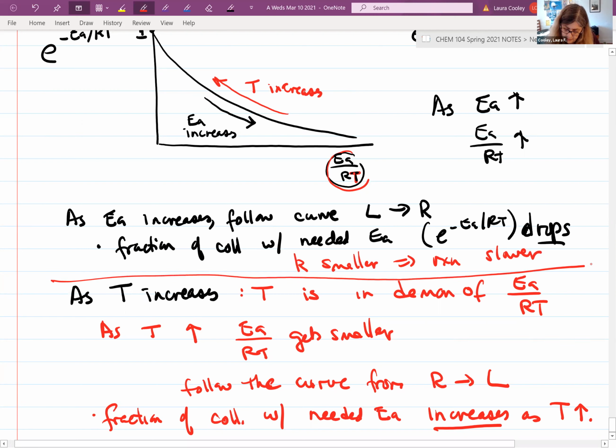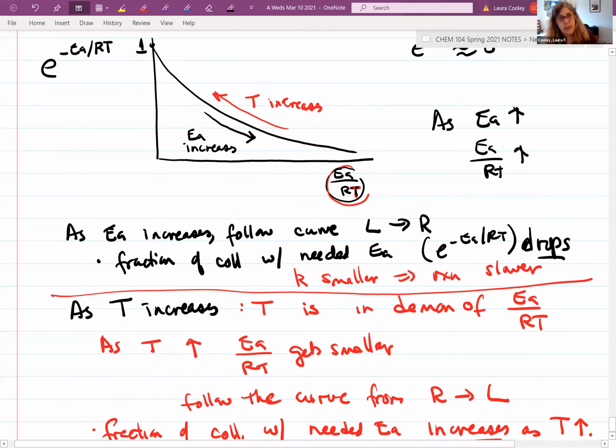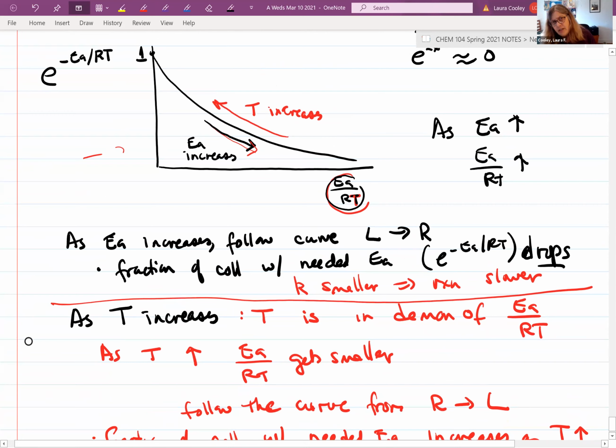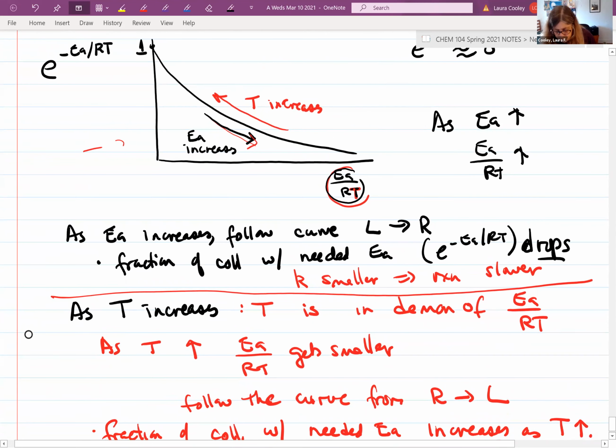Okay. That's great to understand in words. It's also great to understand in pictures. If you like to look at it from that point of view, you have a graph that I'm showing you here. As EA increases, you're moving that way on the graph and that fraction goes down. You don't really need to understand it both ways.